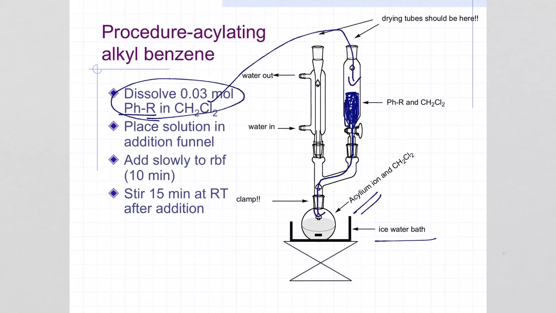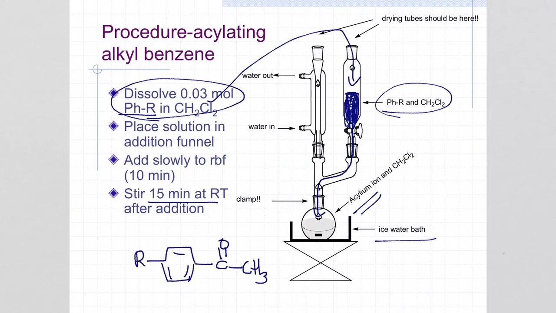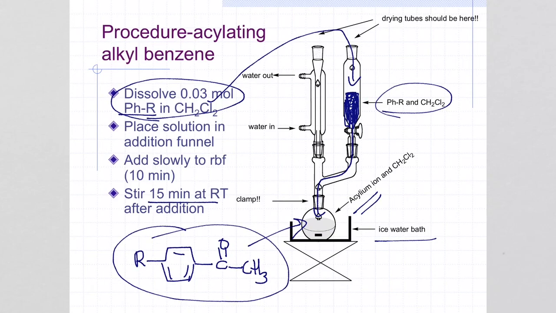You're going to add all of that. Then once you've added all of the alkyl benzene solution, you can stir it for 15 minutes at room temperature. Hopefully at the end of all that, in the round bottom flask, you will have a solution of your acylated alkyl benzene, and this is also called generally an acetophenone.